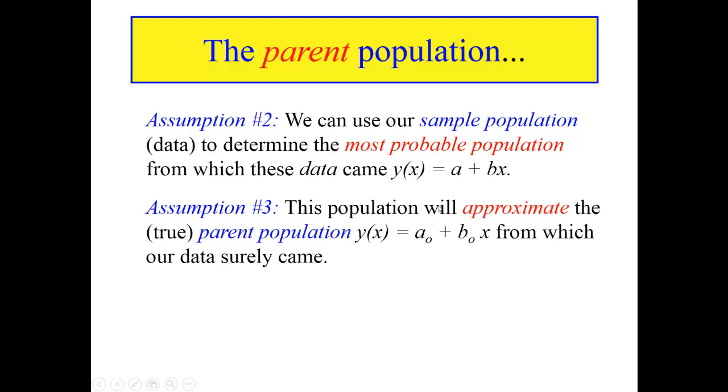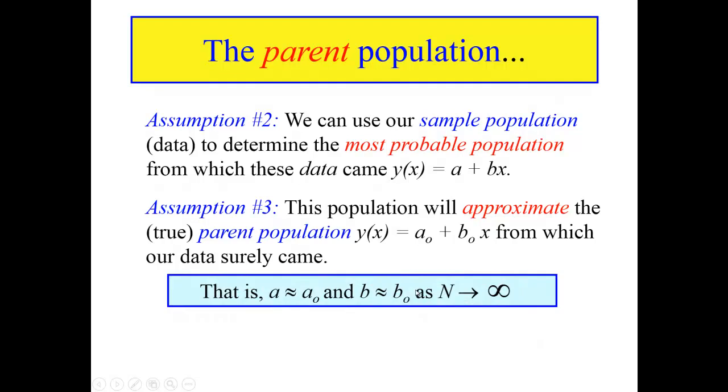Once we determine the values a and b that make it most probable that the data came from this linear equation, they will approximate the values that characterize the parent population. And in the limit where we make lots and lots of measurements, where the number of data points becomes very large, the a and the b that we determine from our sample population will approach the a0 and the b0 of the parent population.